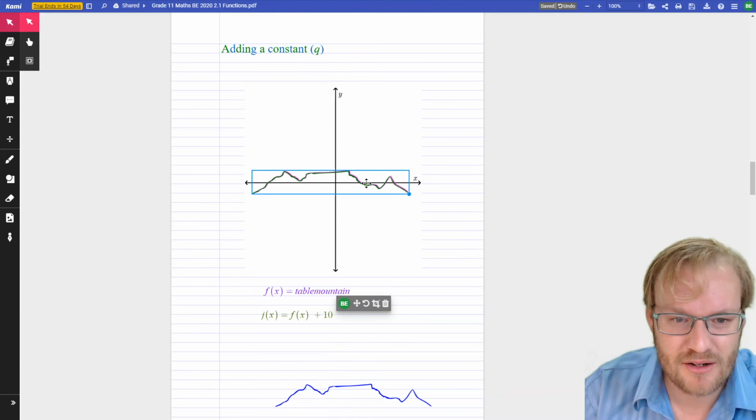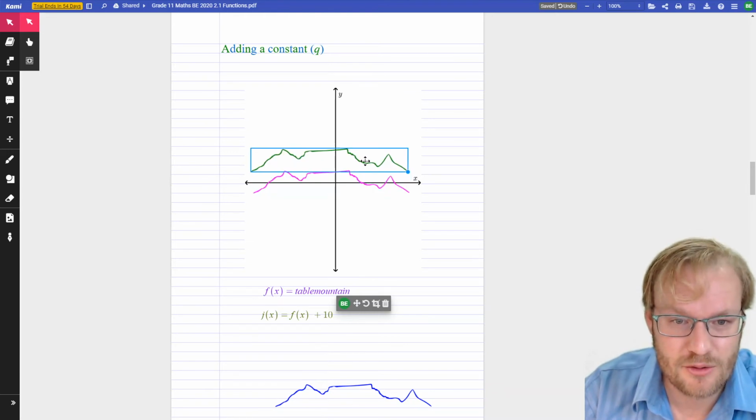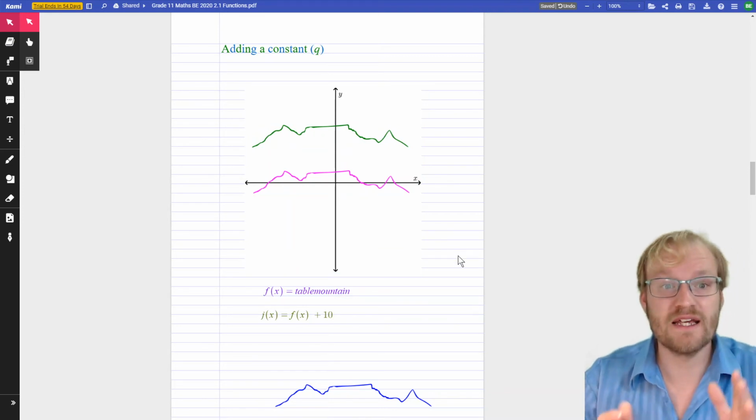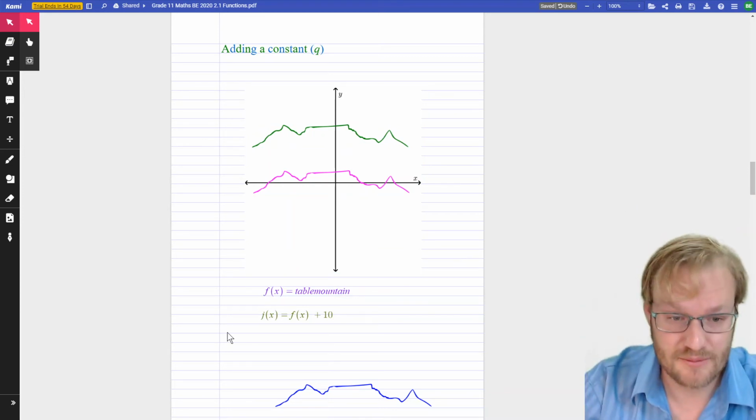I said that was about 3. If we keep with that, then it will be up there somewhere. But it's just translated or shifted up by 10.